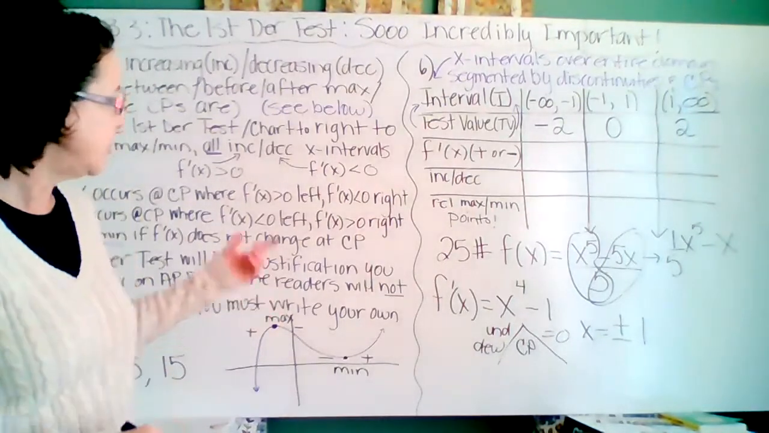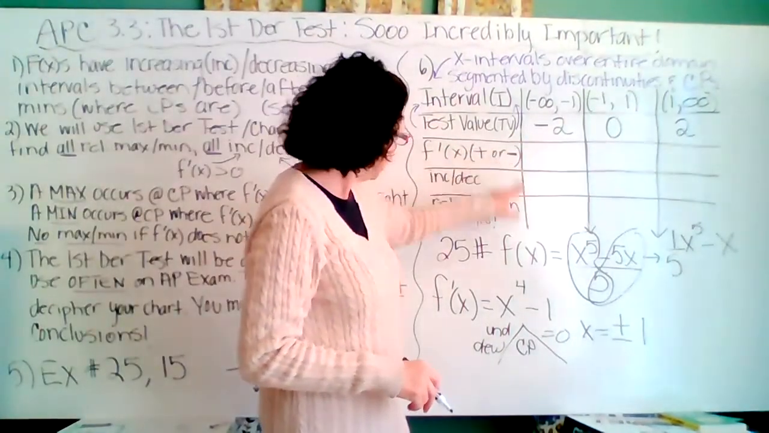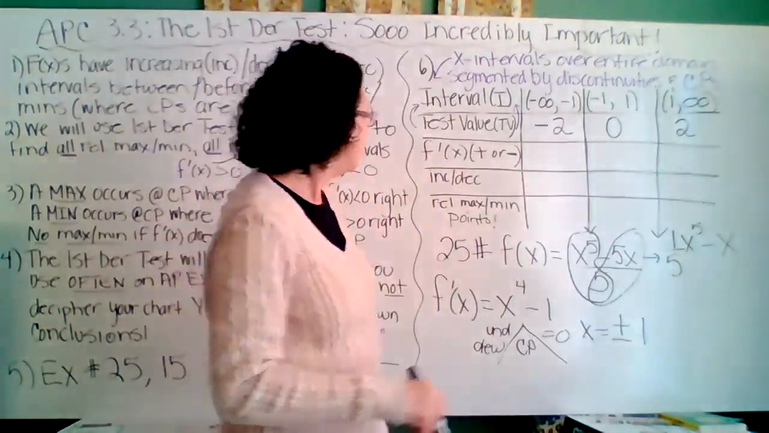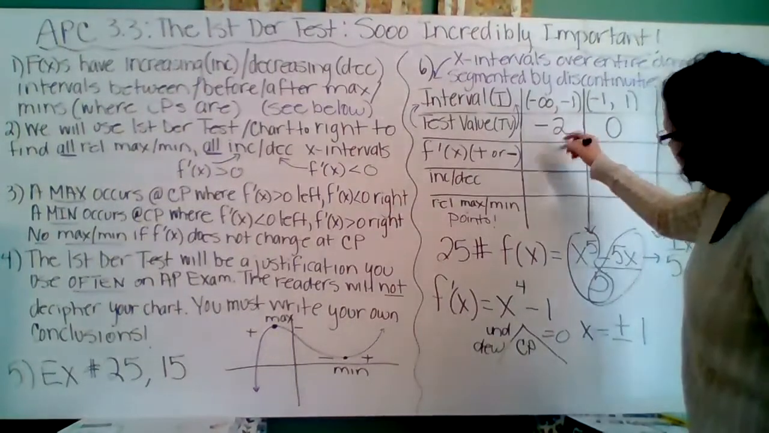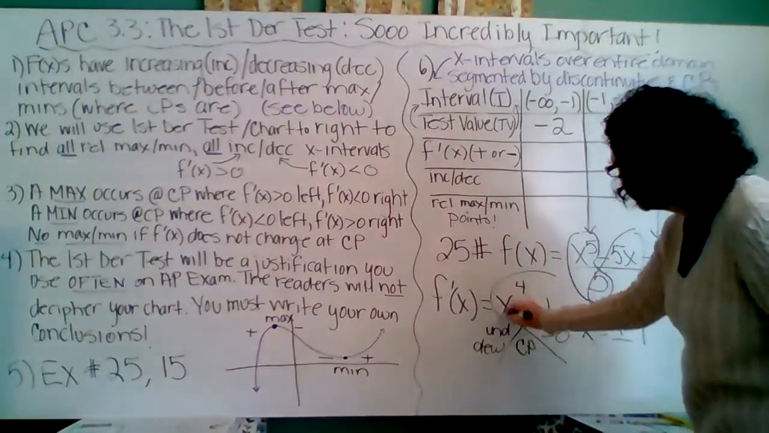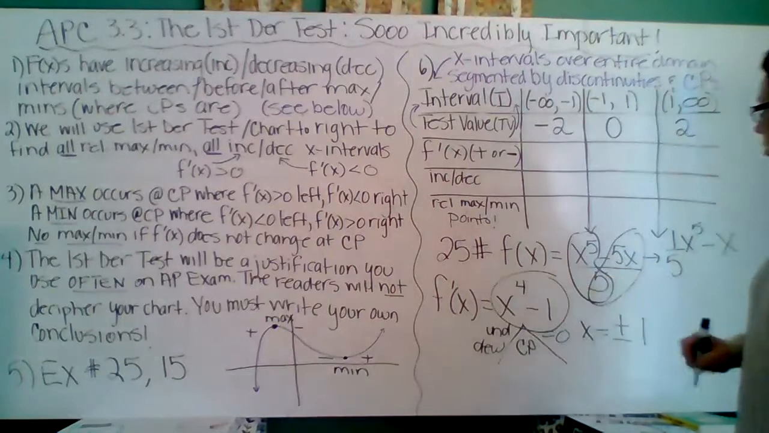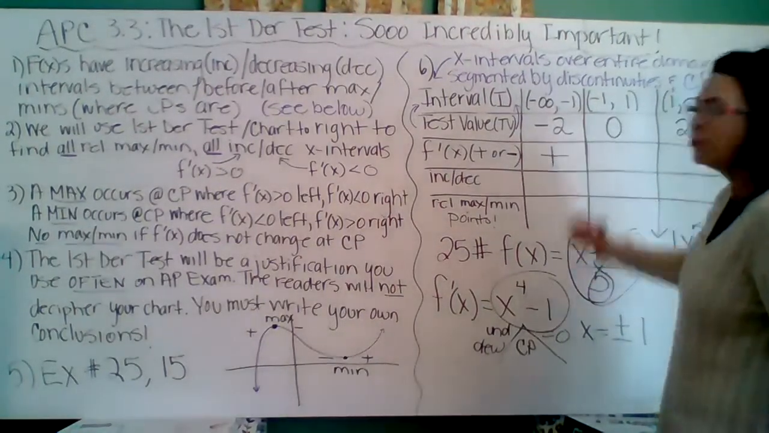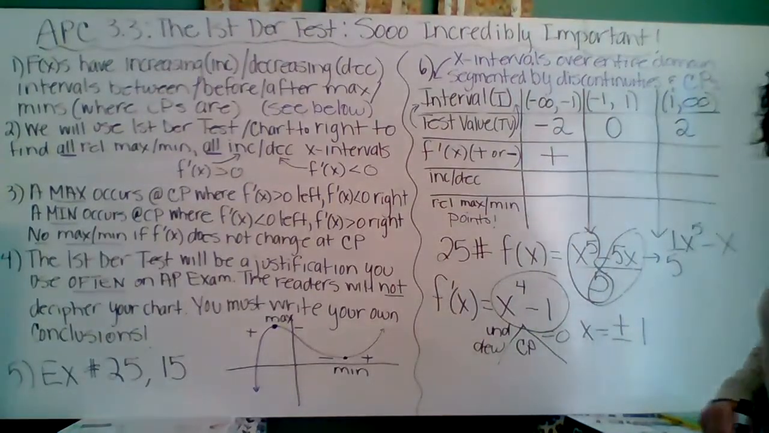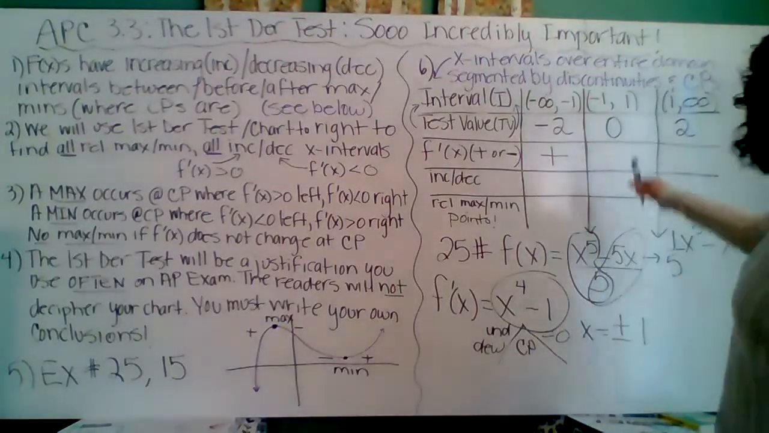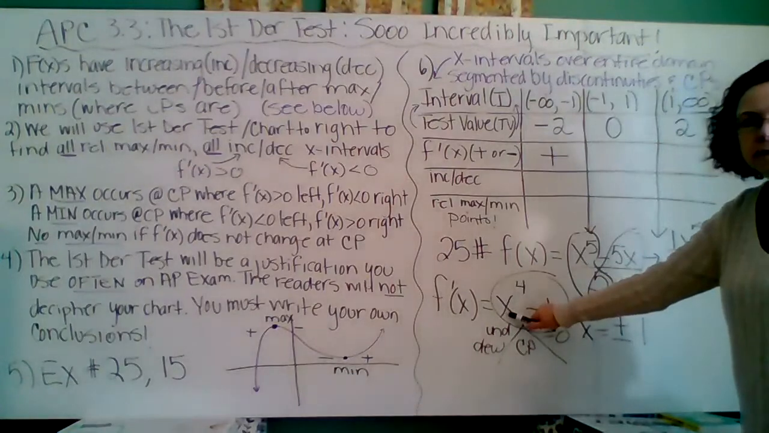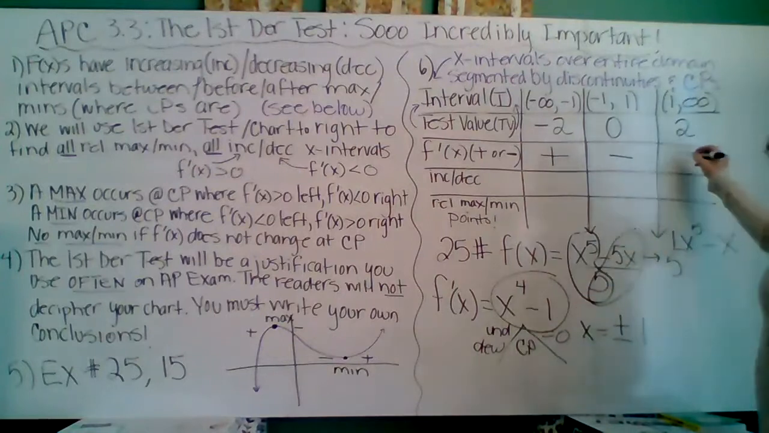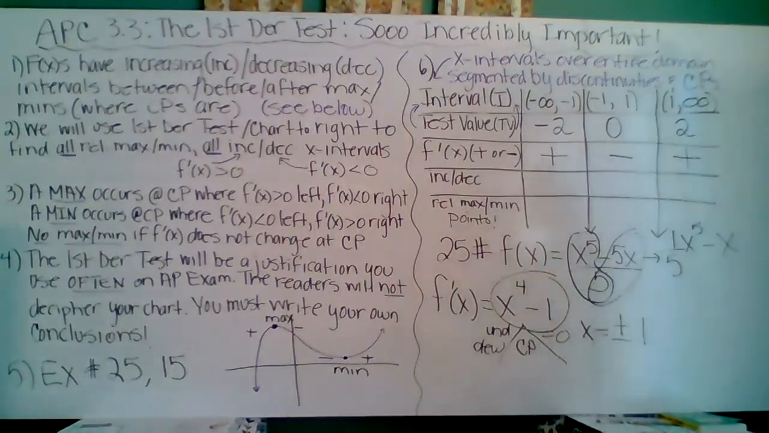We use these test values and we're going to check them in the derivative, right? We need to fill in this next row and see what the derivative is doing. When I put a -2 into the derivative, -2⁴ is 16 minus 1. This is obviously positive. I don't care what the actual output is, just if it's positive or negative. When I put a 0 into the derivative, I get a negative out. And when I put a 2 in, once again, I get a positive out.